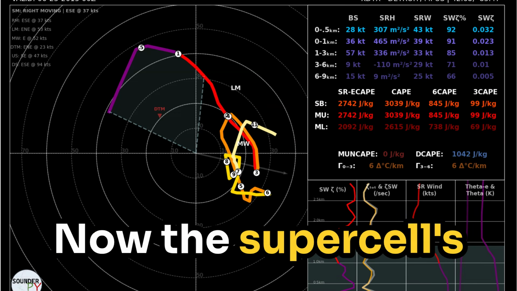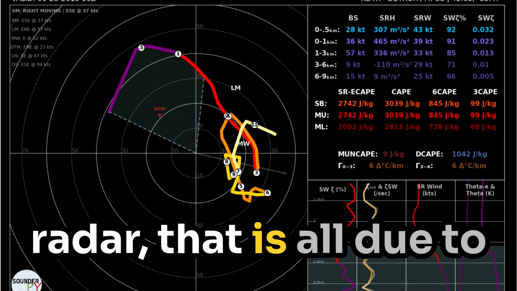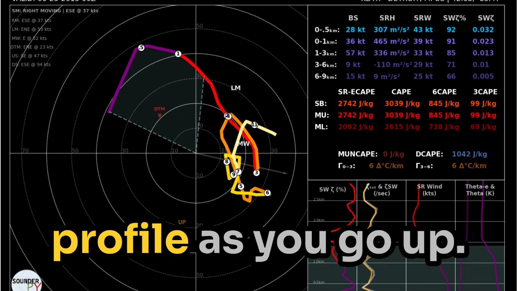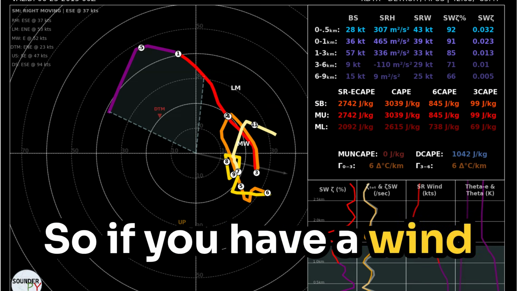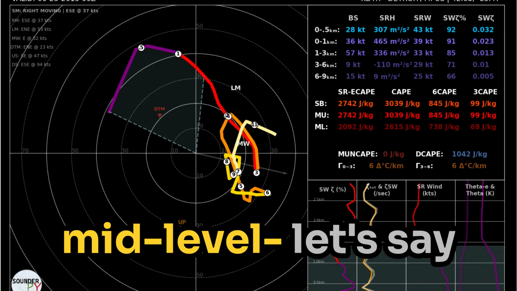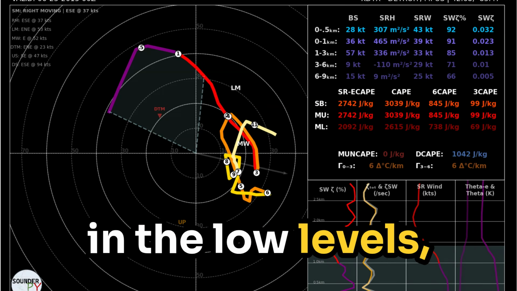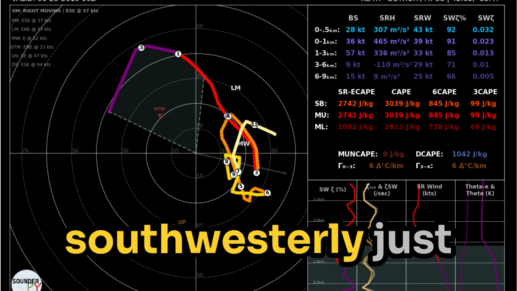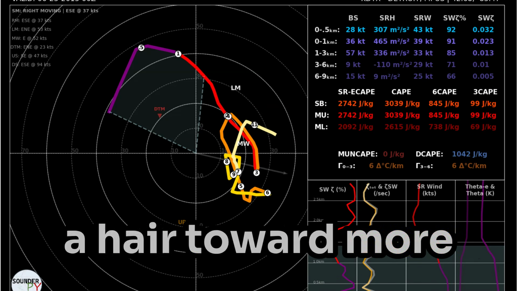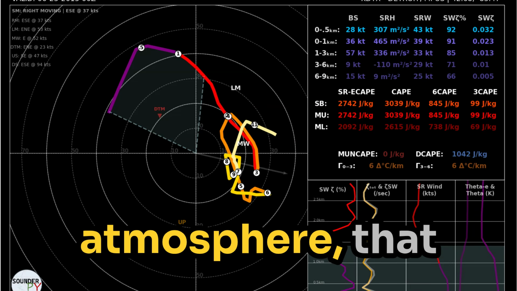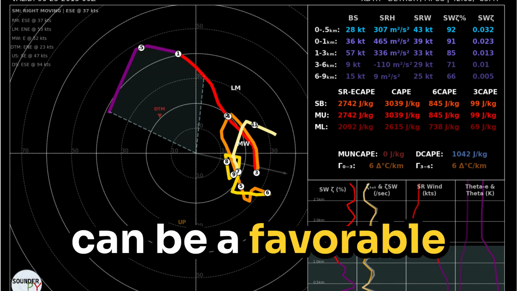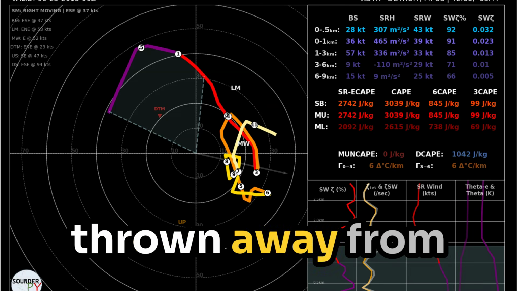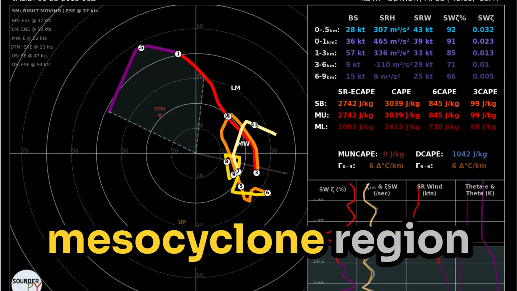Now, the supercell's presentation on radar, that is all due to precipitation venting, and that is very much driven by the wind profile as you go up. So if you have a wind profile that has a little bit of backing in the mid-levels, let's say you have a strong veering wind profile in the low levels, those winds are turning in a clockwise direction from, say, again, southerly at the surface to southwesterly just above that. But maybe they turn back just a hair toward more southerly in the mid-levels of the atmosphere. That can be a favorable situation for those supercells where you have all the precipitation that's thrown away from the updraft of the mesocyclone region of the storm.